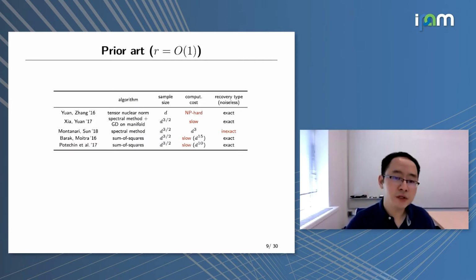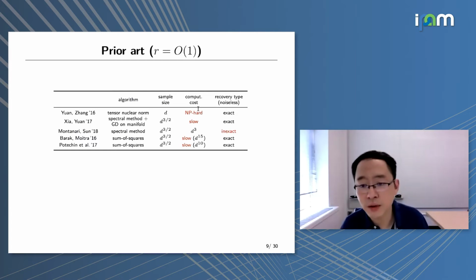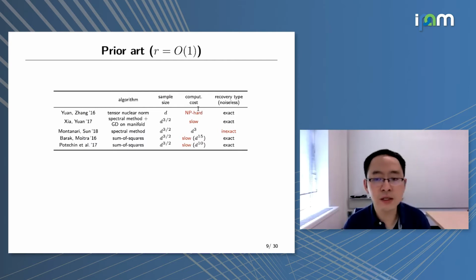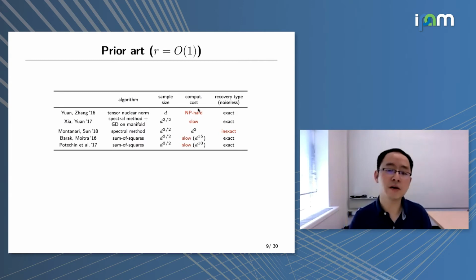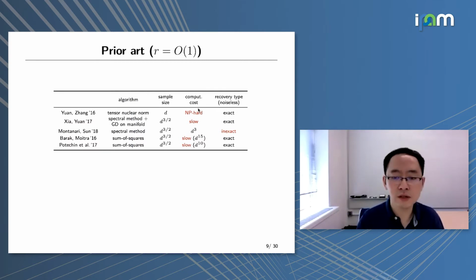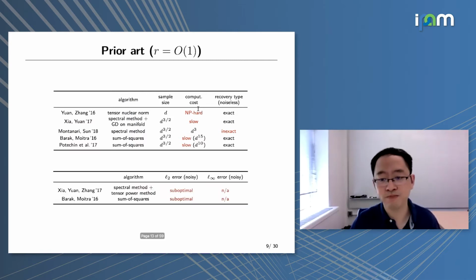Andrea Montanari and Nike soon proposed a spectral method towards solving this, but spectral method alone is not able to solve the problem exactly, and the way they do it has a computational complexity that looks like d to the third order. There are also SOS kinds of algorithms proposed for solving this. They are very good in terms of statistical performance, but they are known to be very, very slow. Typically, their complexity is at least d to the 10th, which is not really scalable to large dimension.